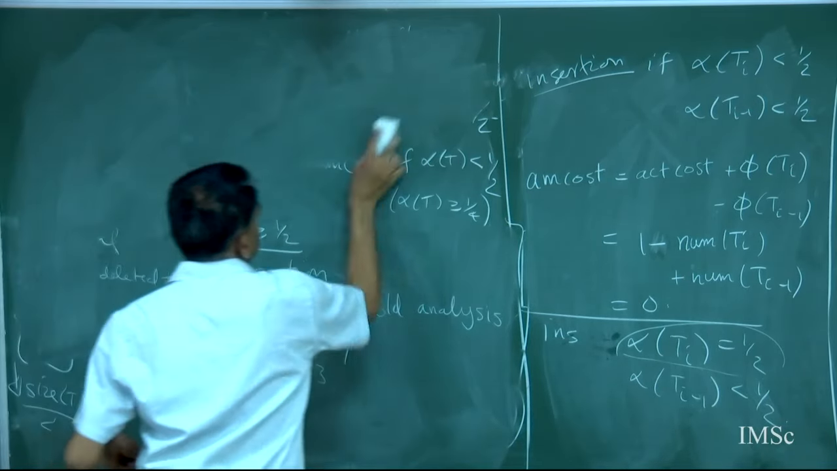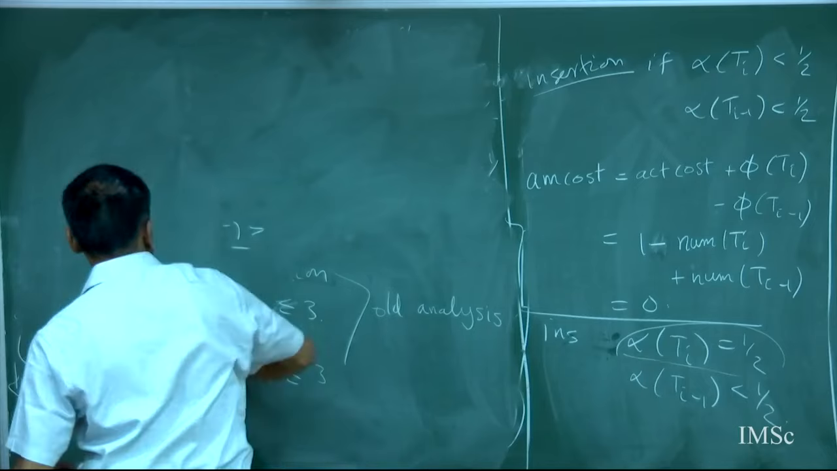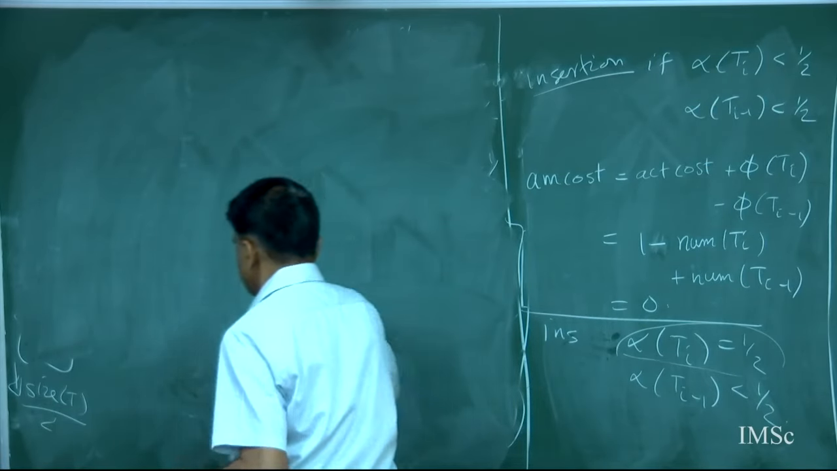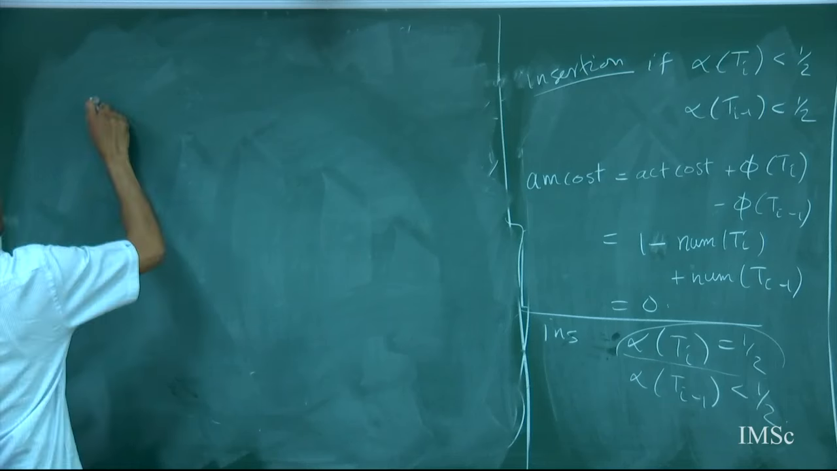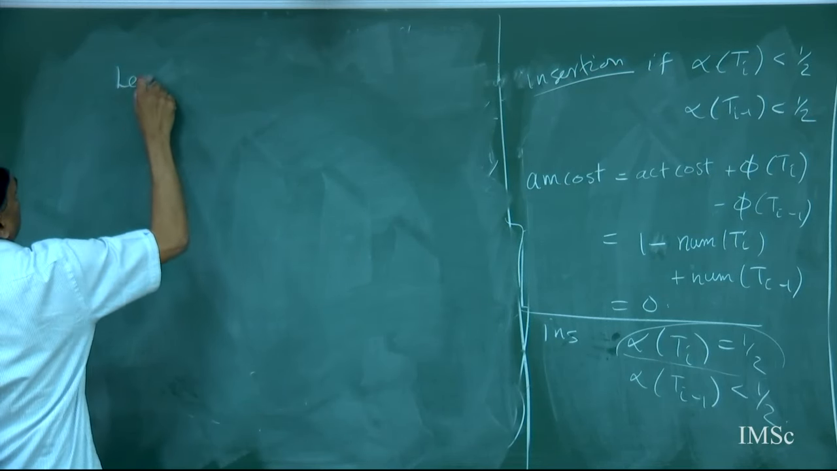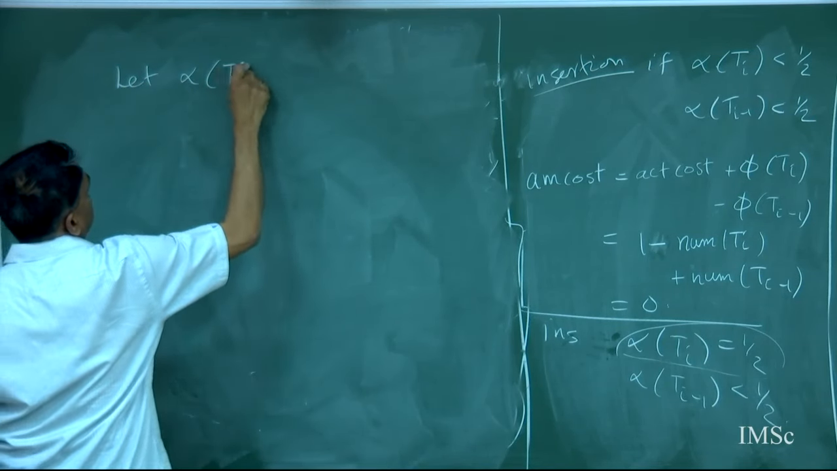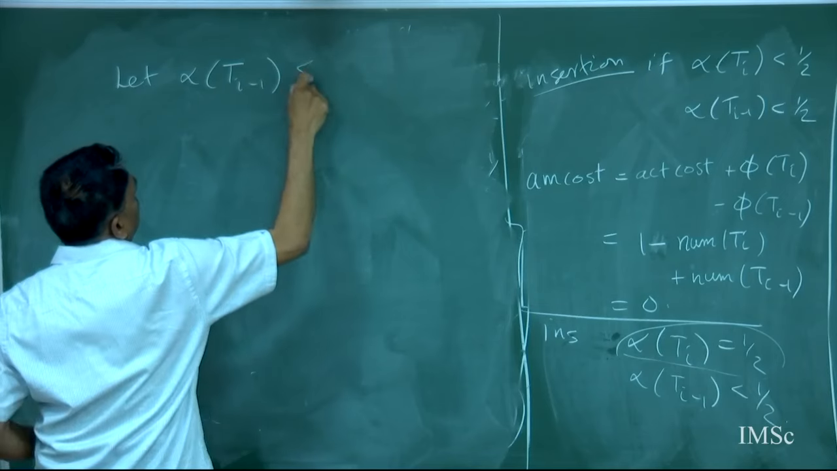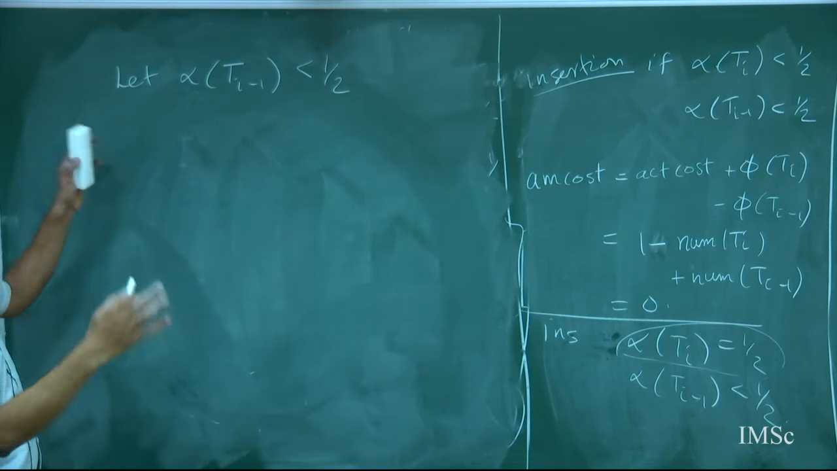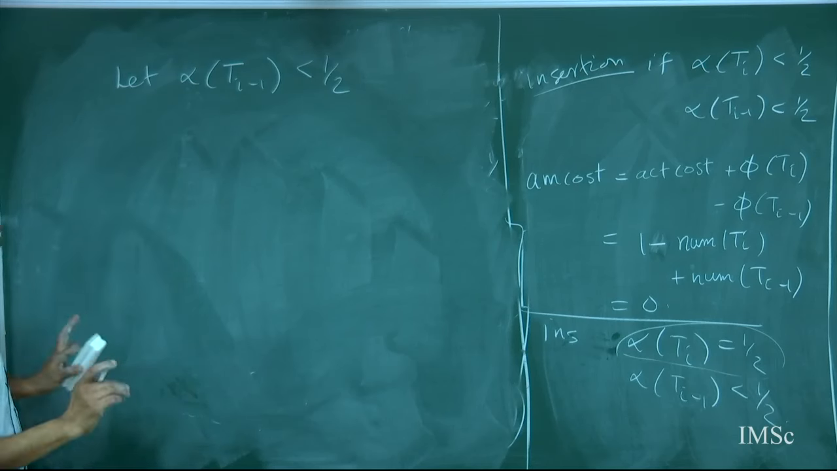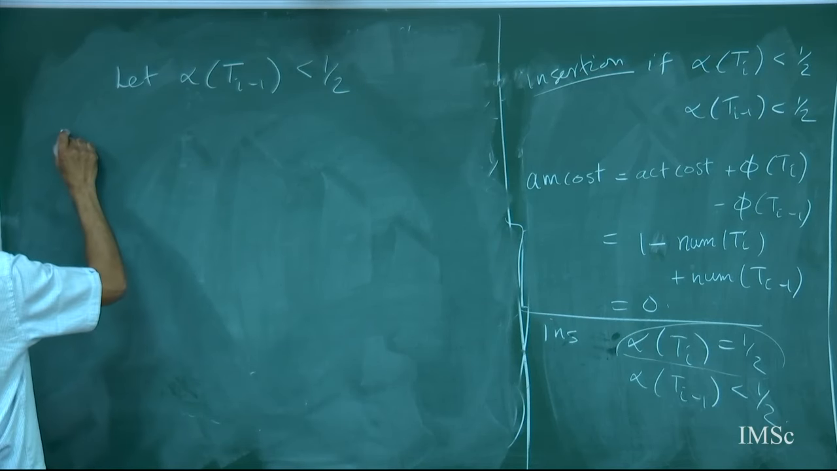Let's do the easy deletion, rather than the hard deletion. So let alpha of Ti minus 1 be less than half. Now I'm doing a deletion. I also have to do the other case, which I'm not going to do. So we're doing an easy deletion.